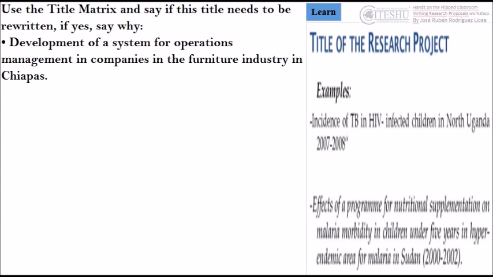Use the title matrix and say if this title needs to be rewritten. If yes, say why. Development of a system for operations management in companies in the furniture industry in Chiapas.